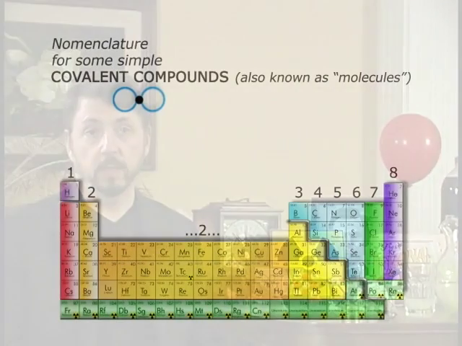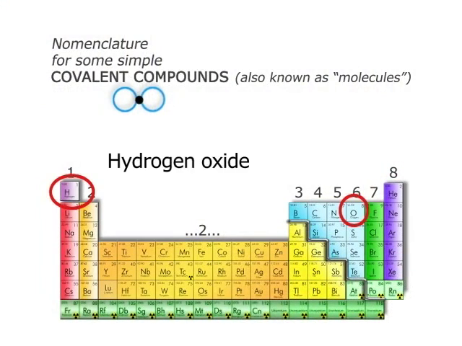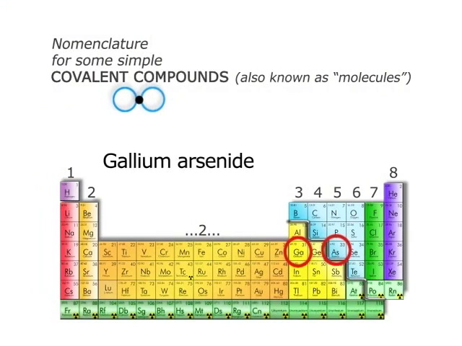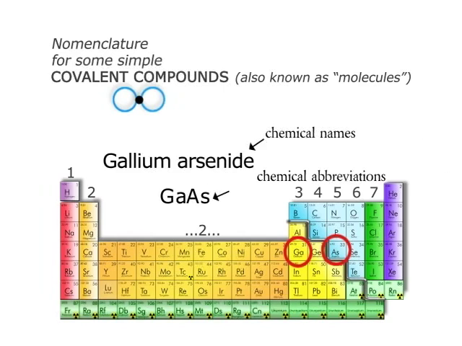Then, if we want to abbreviate these chemical formulas, we do it like this. Hydrogen oxide, hydrogen is H, oxygen is O, HO. Gallium arsenide, gallium is Ga, arsenic is As, GaAs. These are the chemical names. These are the chemical abbreviations or formulas of those names.